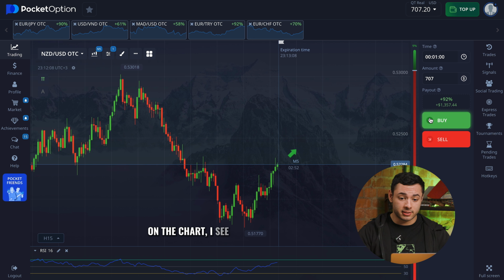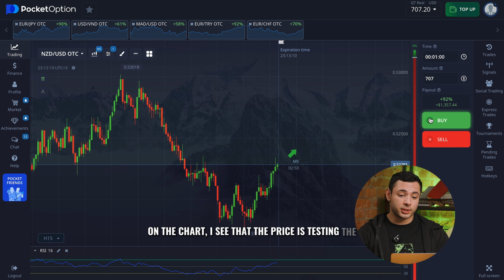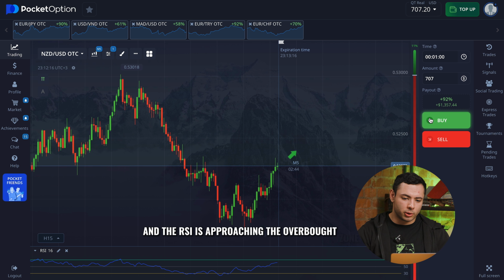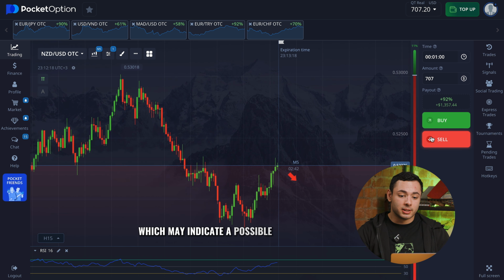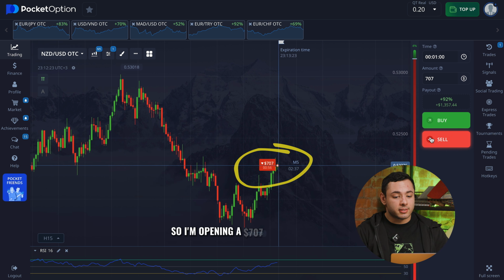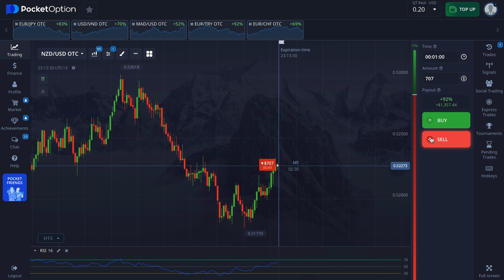On the chart, I see that the price is testing the 0.52278 level after rising, and the RSI is approaching the overbought zone, which may indicate a possible downward pullback. So I'm opening a $707 deal for a decrease.